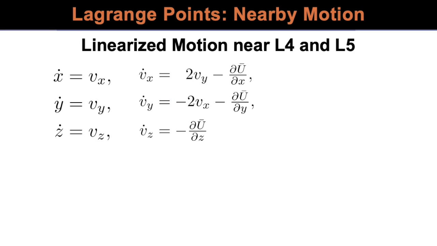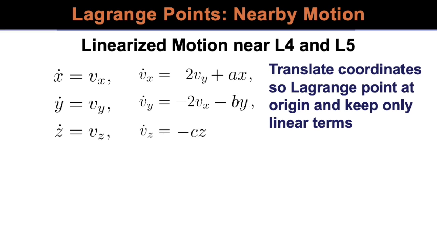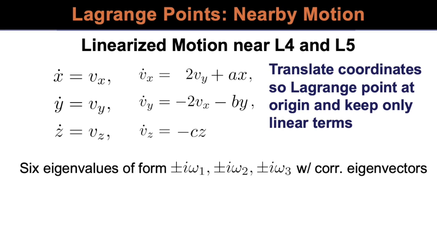We can look at the linearized motion around L4 and L5 just to get an idea of what types of trajectories can happen. This is the full nonlinear ODEs. But if we translate our coordinates so that the Lagrange point is now the origin, and then we keep only linear terms from the derivatives of the effective potential, we get something that looks like this. This can be written in matrix form, and we can calculate eigenvalues from it.